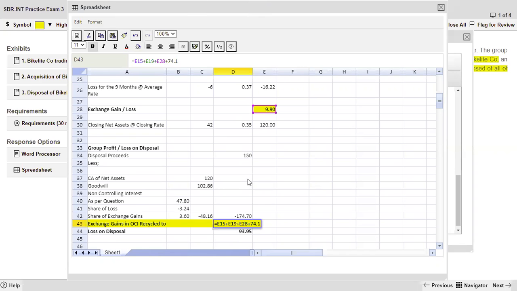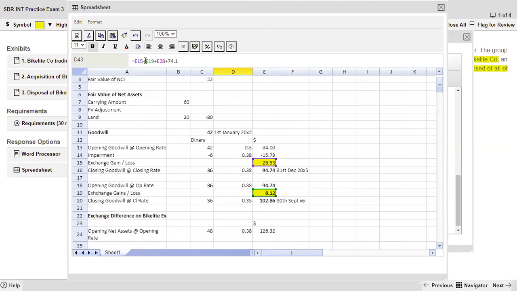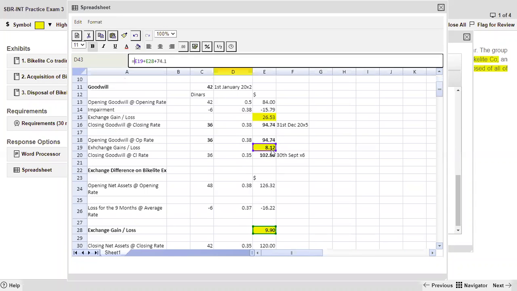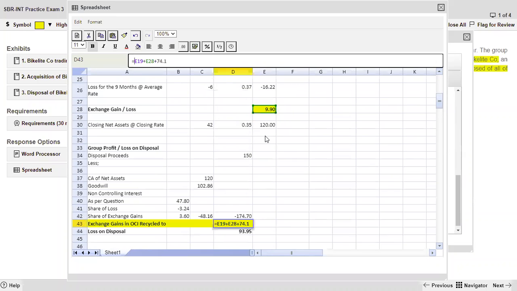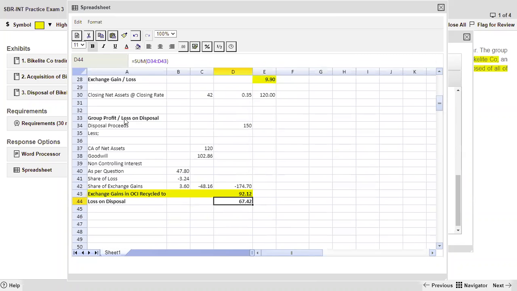Okay, just let me reconfirm that I'm not duplicating anything. You are right. This exchange gain should not be included, which we established for the goodwill earlier. But otherwise, the exchange gain arising on the goodwill during the current year would be added. The exchange gain on the net assets would be added. Plus, the exchange gain given in the question would be all added. That is what the things are going to be.